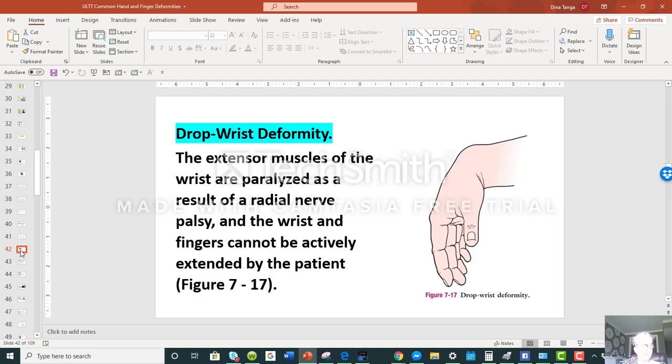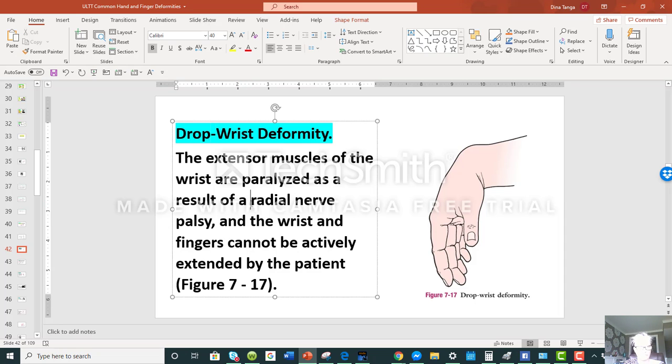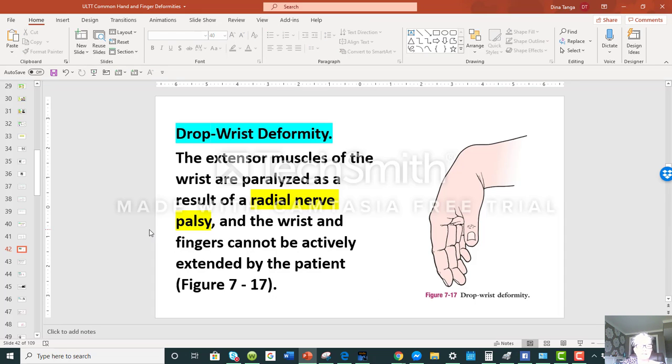Drop wrist deformity. The extensor muscles of the wrist are paralyzed as a result of radial nerve palsy. And the wrist and fingers cannot be actively extended by the patient.